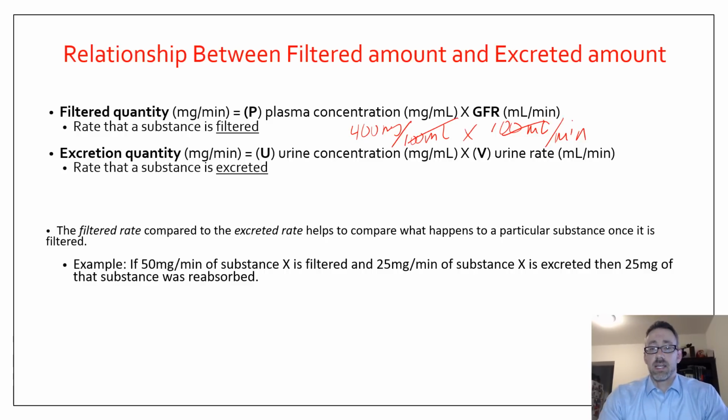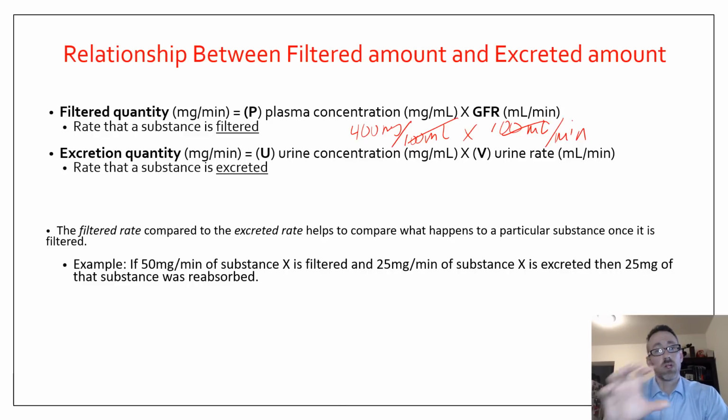So what that's saying is, if the person's GFR is 100 mL per minute and they had that much glucose in their blood, how much of that gets filtered every minute into the nephron? You'd say 400 milligrams per minute is filtered in there. So that's the rate the substance is filtered into the nephron. So it's entered in now.